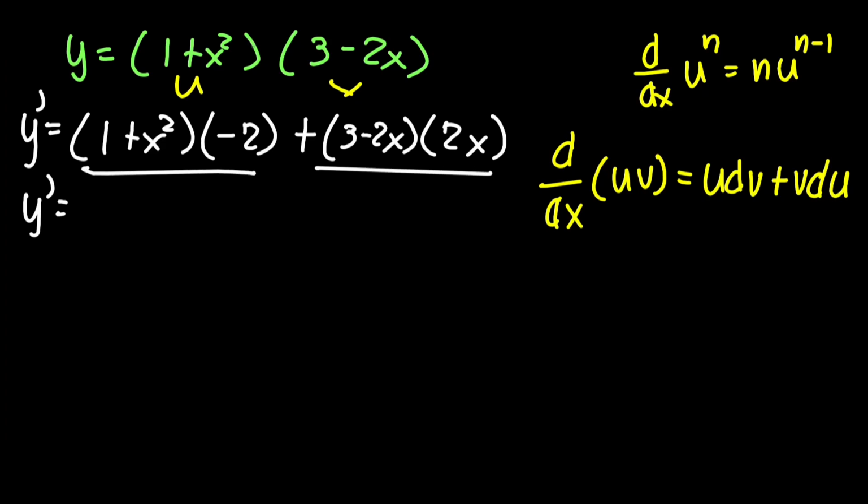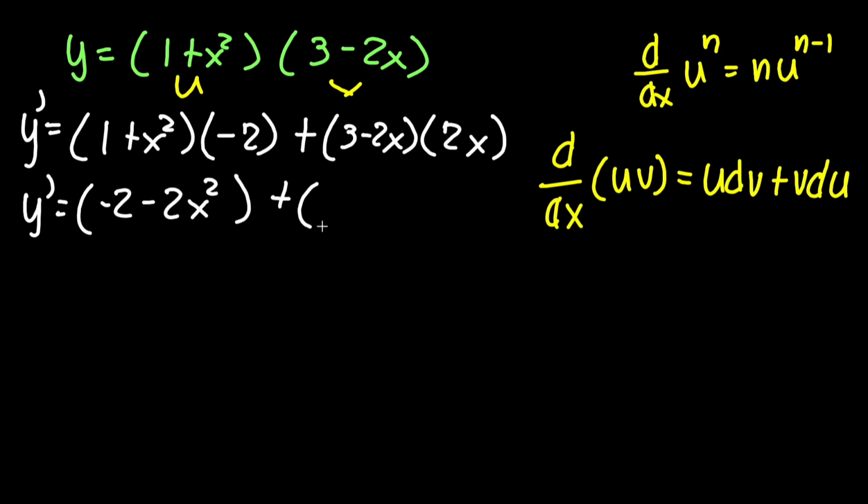Combining this, it would be negative 2 plus, minus 2x squared plus 3 multiplied by 2x would be 6x. Multiply this 2, you would have a value of negative 4x squared. And since this is addition, add the common terms here.